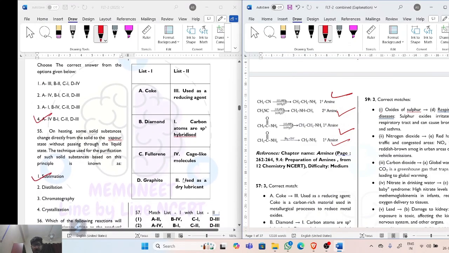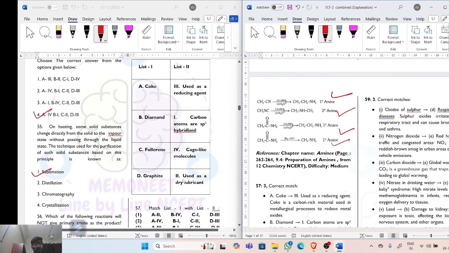So now let's come to the next question, which is question number 57. So we have list 1 and we have list 2, and we have to match. First the options are coke, diamond, fullerenes and graphite. So all items related to carbon are given there. Now we have to match with list 2.